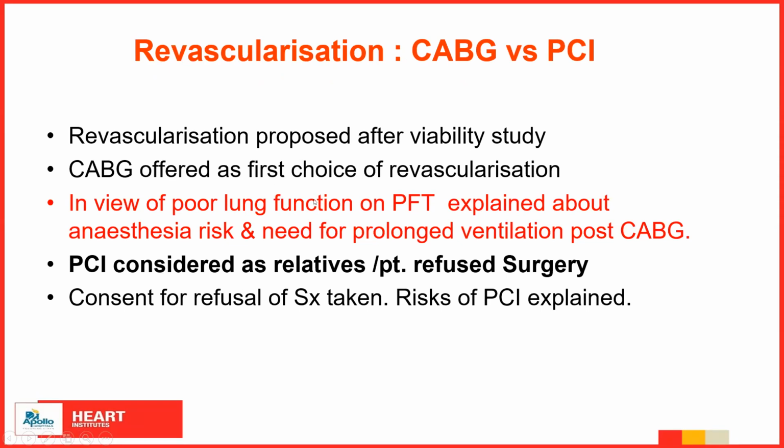CABG was offered as the first choice, but the risk was explained to them in view of the poor lung function on PFT, explained about the anesthesia risk, the cardiac anesthesia, and the need for prolonged ventilation post CABG. But somehow the relatives opted for PCI and consented with a refusal for surgery, and the risk with PCI was explained.